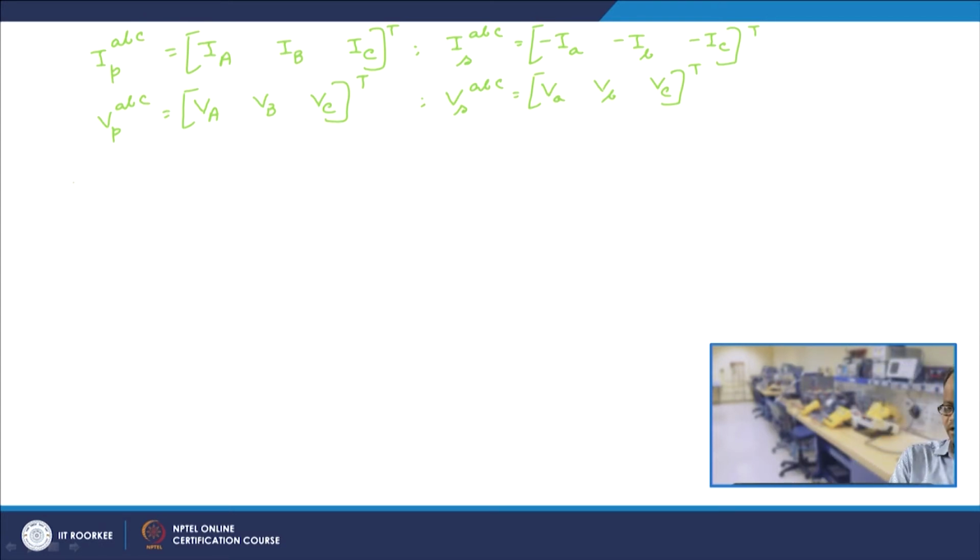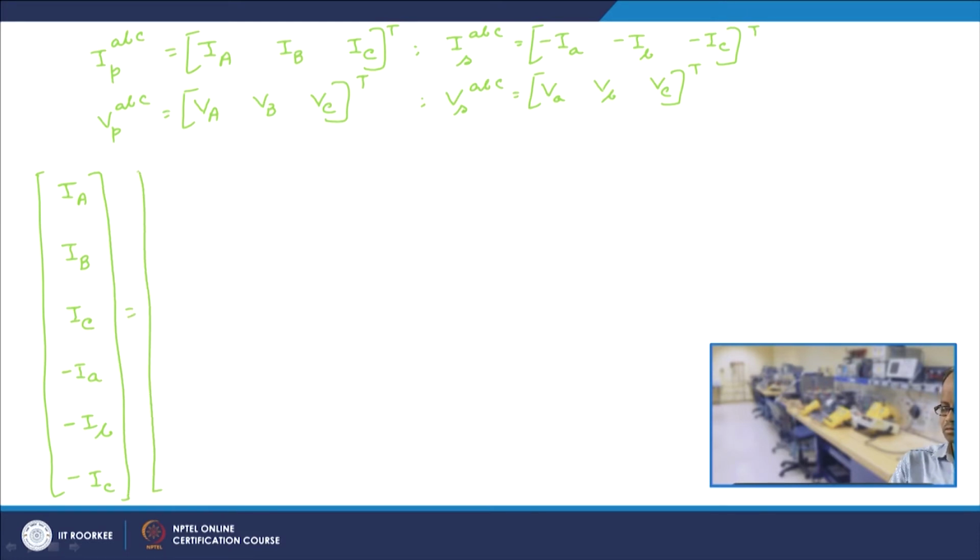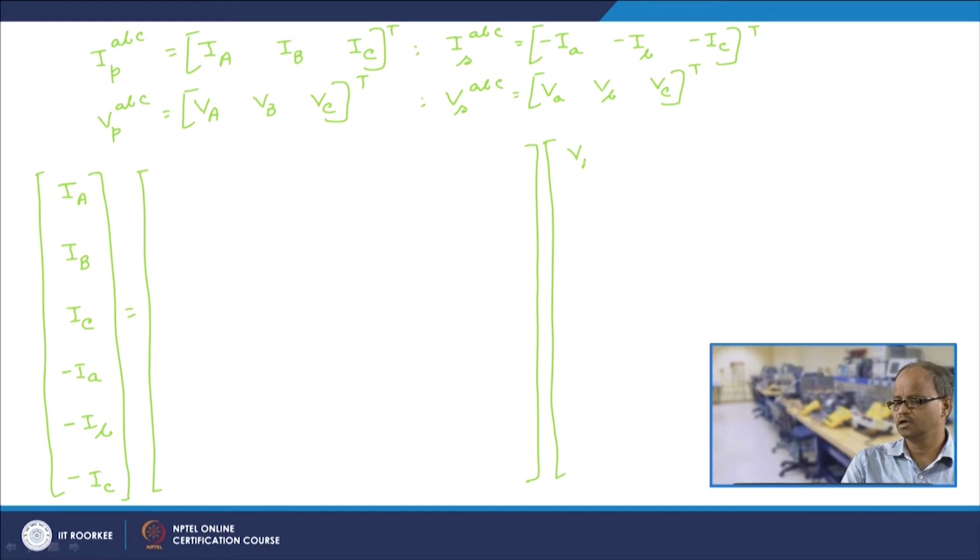So, now if I write down Ia, Ib, Ic, minus Ia, minus Ib, minus Ic, so that is equal to Va, Vb, Vc, Va, Vb, Vc.